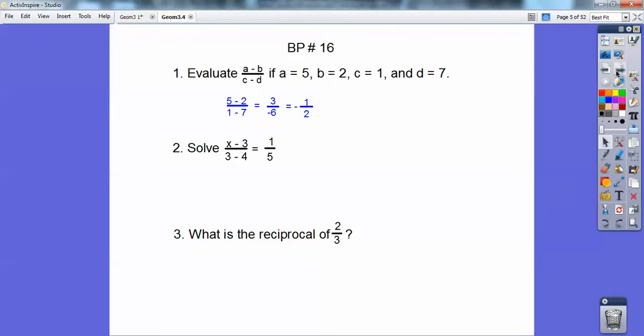Alright, so this one, solve. What I'm going to first do is do 3 minus 4 to get negative 1, and x minus 3 over negative 1 equals 1/5. Whenever you have a fraction equaling a fraction, you can cross multiply. Everybody's done that before, so go ahead and cross multiply, and you should get x equals 14/5. Yes, you get a groovy fraction.